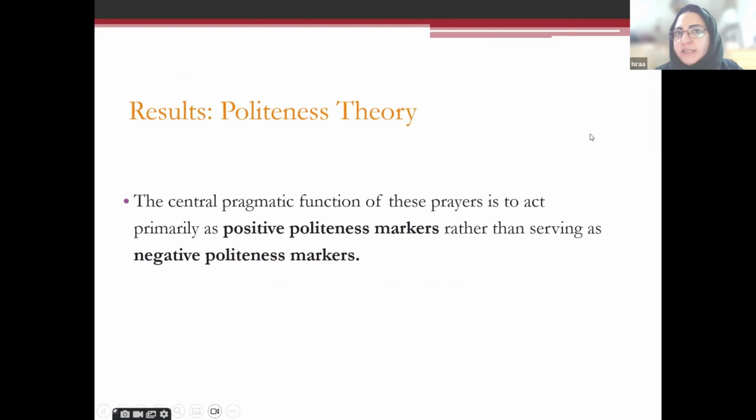In terms of politeness theory, the central pragmatic function of these prayers through the lens of politeness theory is to act as positive politeness markers. This is achieved by demonstrating, as we said, solidarity, building rapport, claiming common ground with the hearer, cultural cohesion, rather than serving as negative politeness markers, such as indirectness through apologizing, hedging, giving the hearer space, also using conditionals, using the passive voice. This was not used. Prayers were not used for that. They were used mainly to achieve positive politeness in terms of politeness theory.